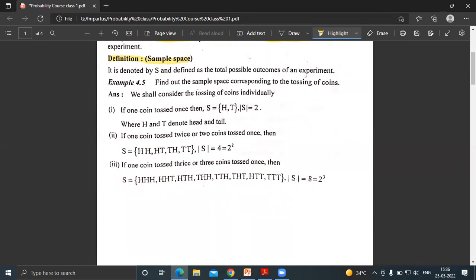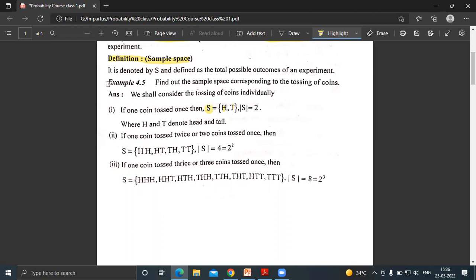Suppose we toss a coin one time. So what is its outcome? It has outcomes like head or tail. Suppose you write head as H and tail as T. If you write them in one set, this is called the sample space. So the sample space looks like this: head and tail together in one set, and the sample space is denoted by S.